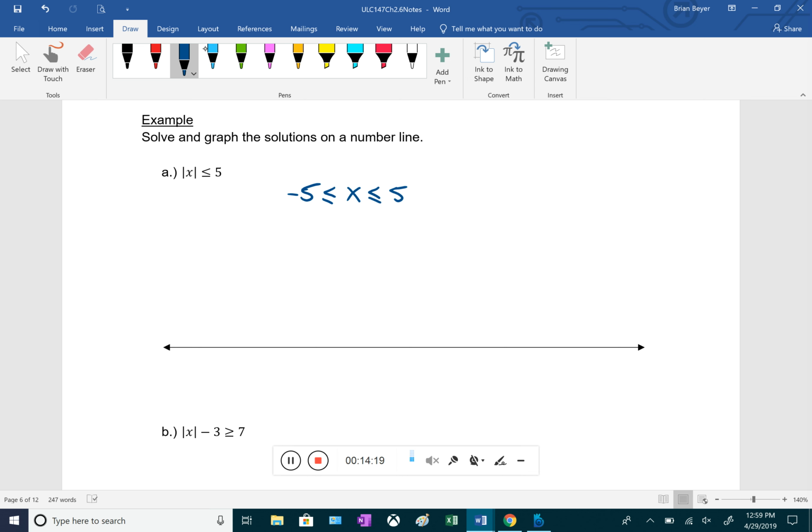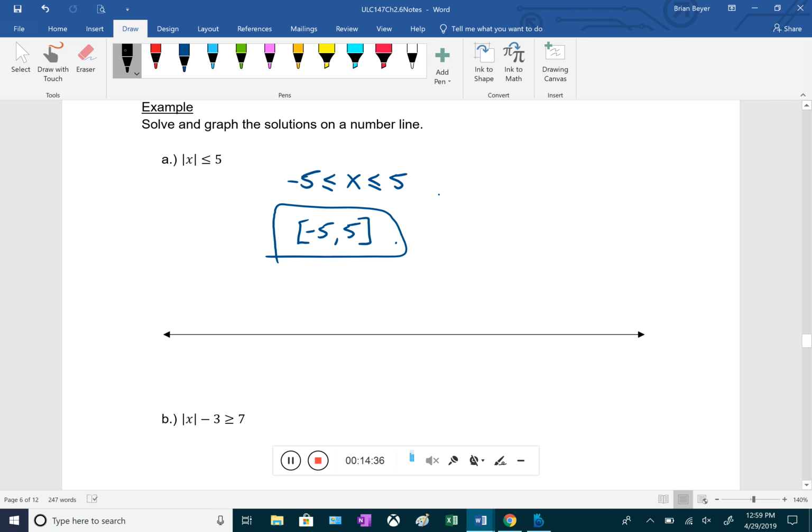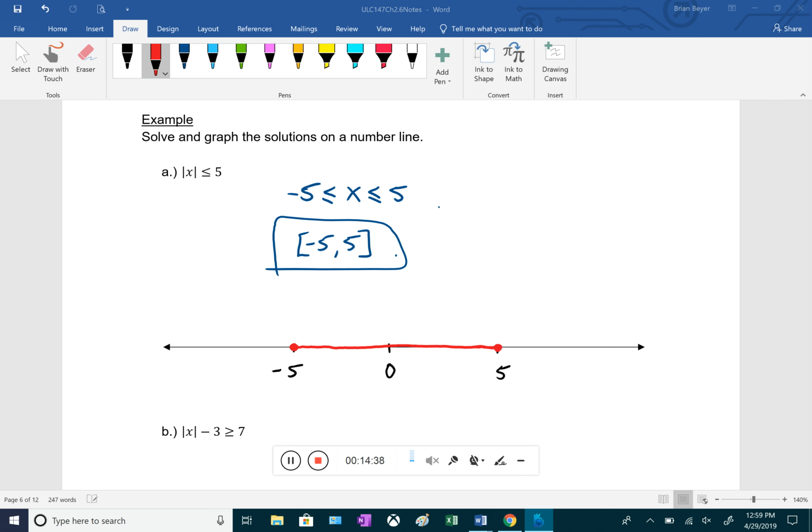There's nothing else attached to it. So that means in interval notation, this is going to be -5 to 5. So x is greater than -5 and less than +5, which means it's between them. So on the number line here, it's going to be everything between -5 and 5, including those endpoints because it was or equal to.